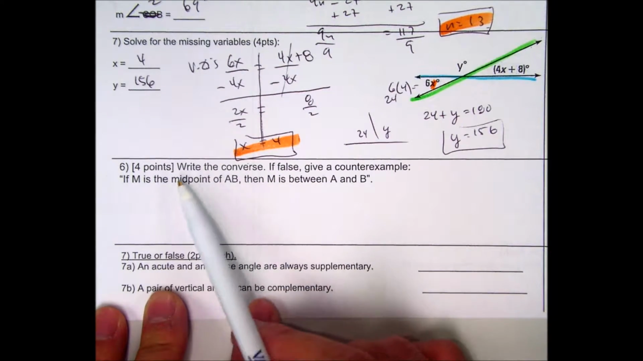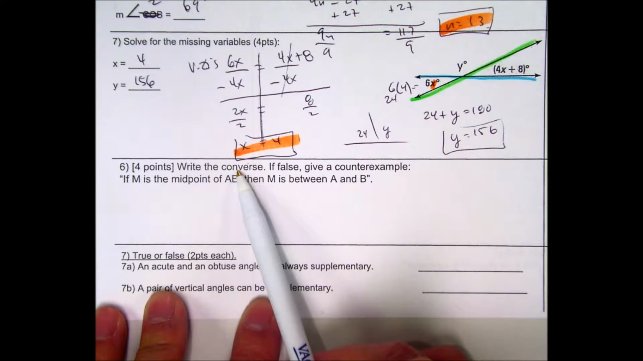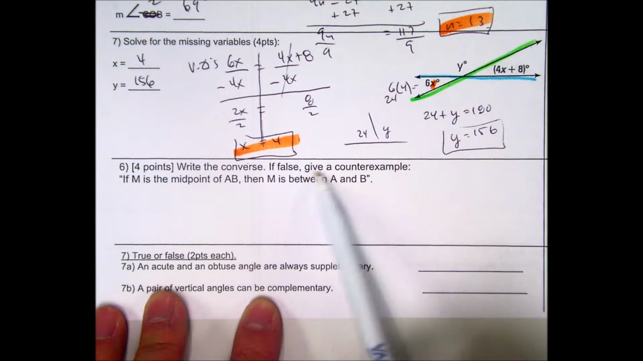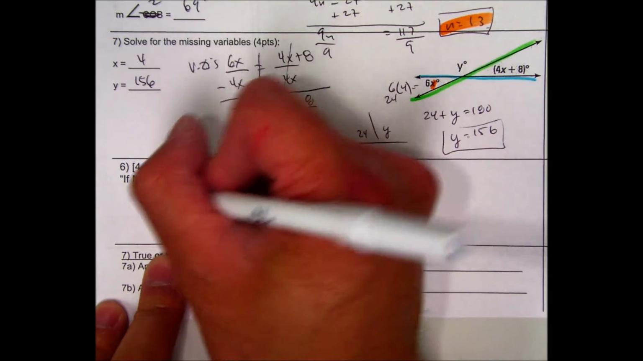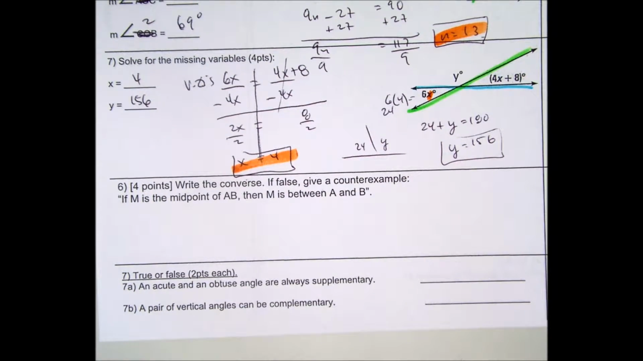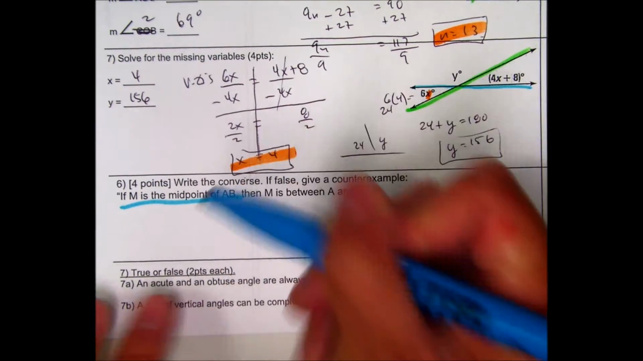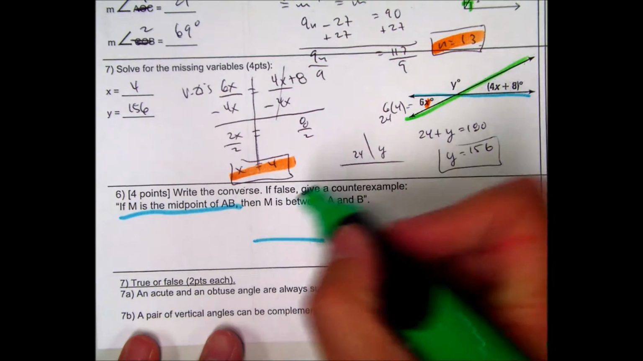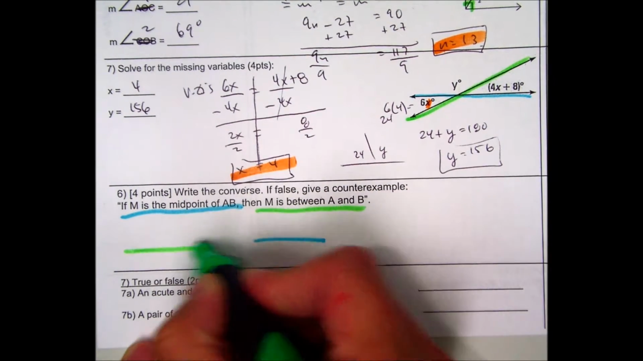Question number 2, write the converse. Converse just means to switch the hypothesis and conclusion. If false, give a counterexample. So let's switch this. Let's switch our blue. It's going to go second, and our green is going to go first.